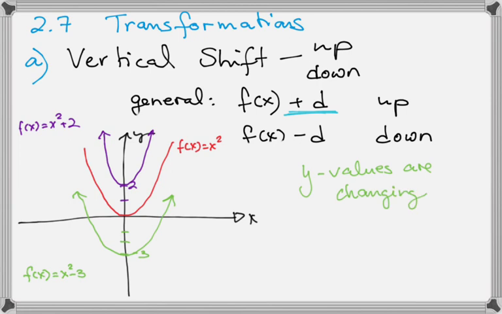The x values stay the same, the y values are changing. From x, y, I found this table. This becomes x comma y plus d, d is the value, or it becomes x comma y minus d. So the y values in your coordinates are changing. And that's called a vertical shift.